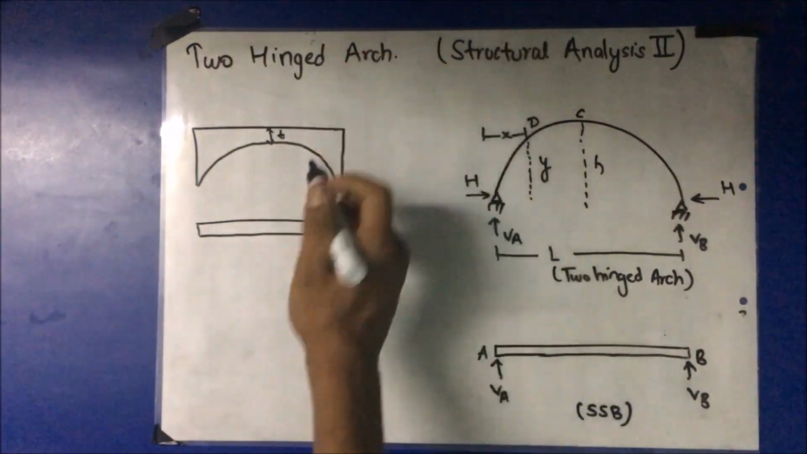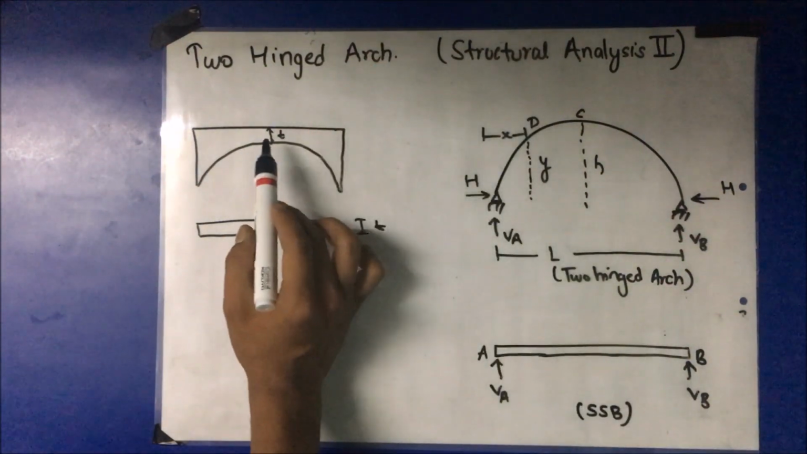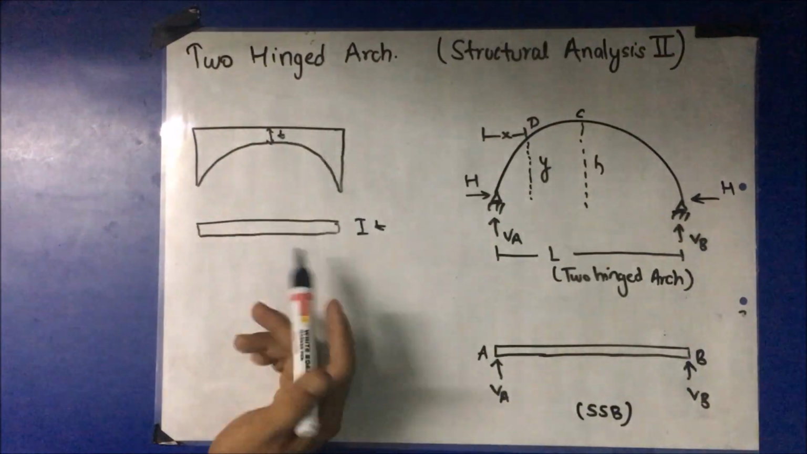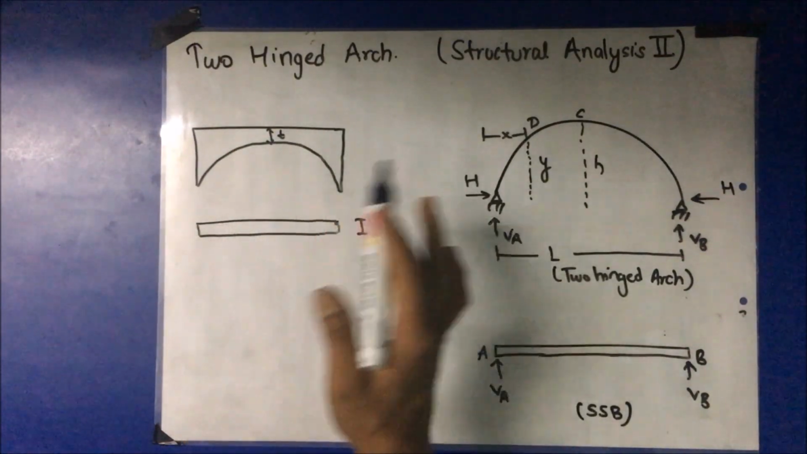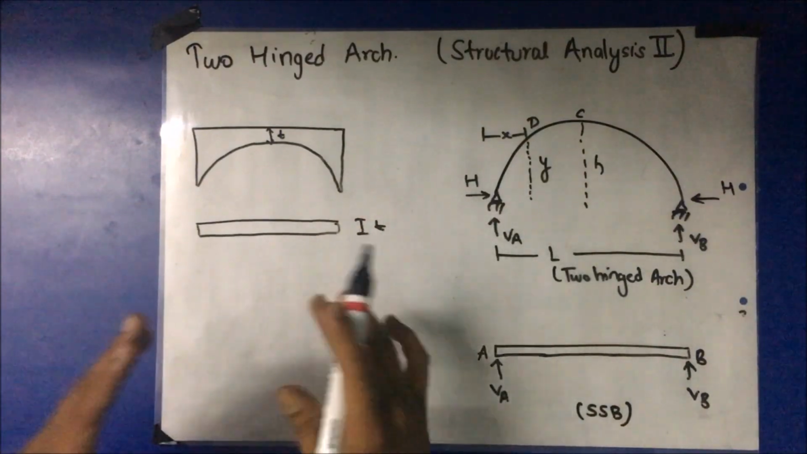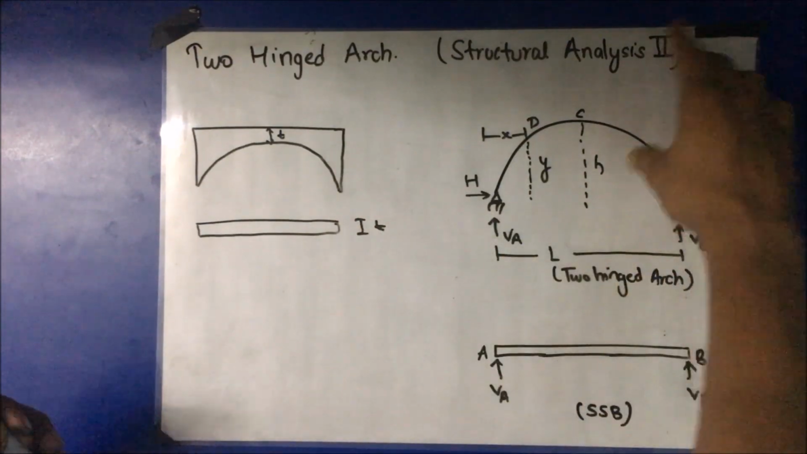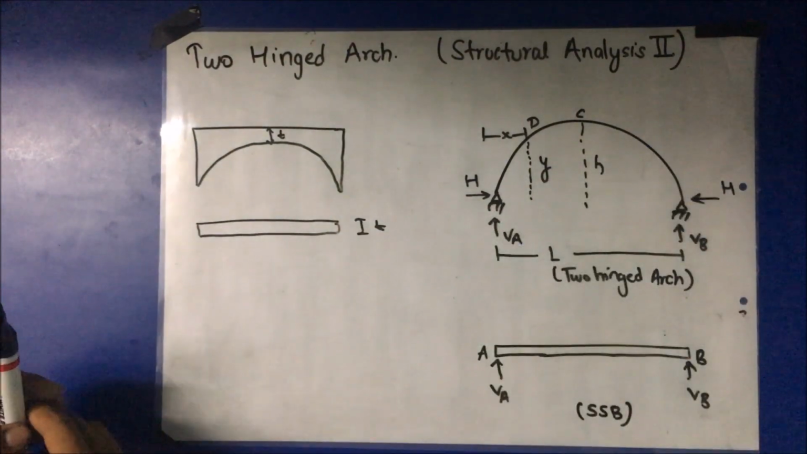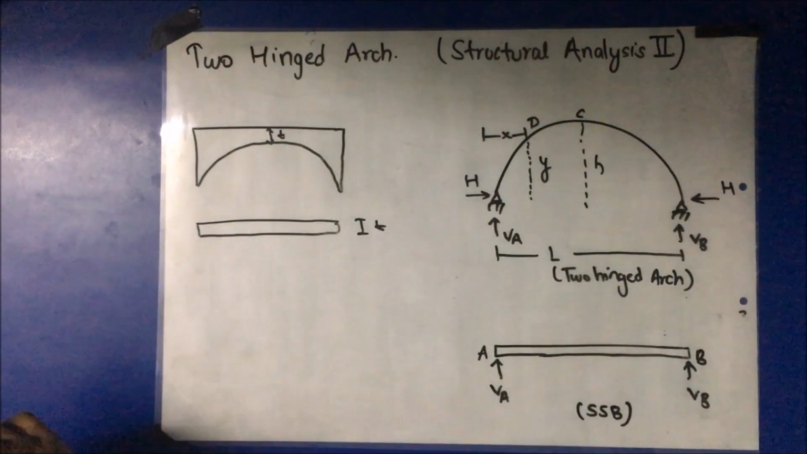So this being the arch with thickness T at the central portion, a simply supported beam of thickness T is considered, and further calculation is done with the assumed relation between a simply supported beam and a two hinge arch. So this is how two hinge arches are solved.